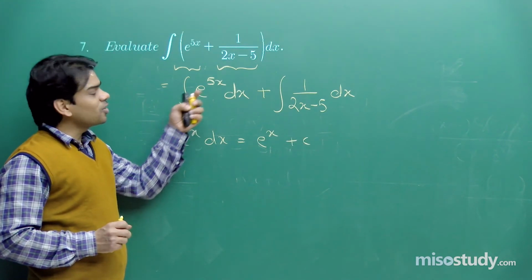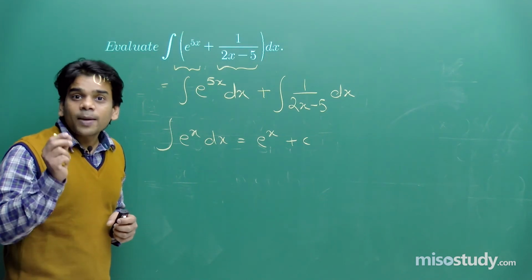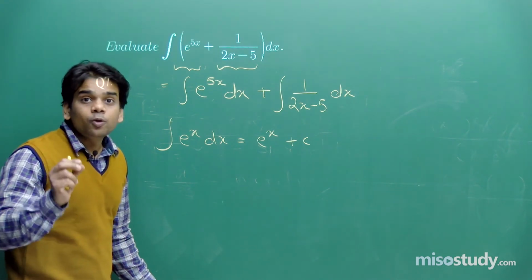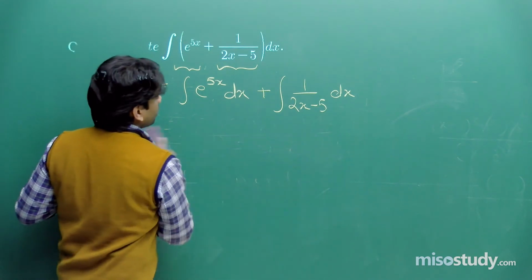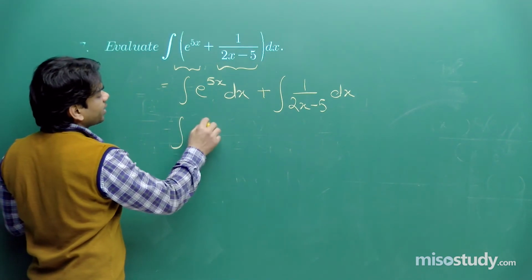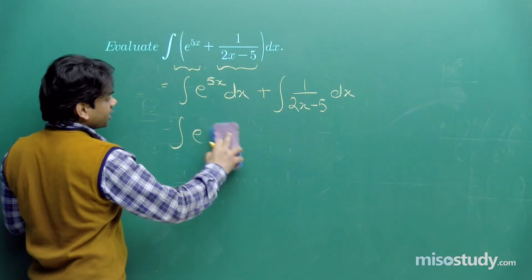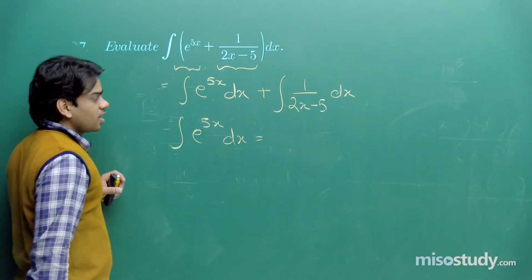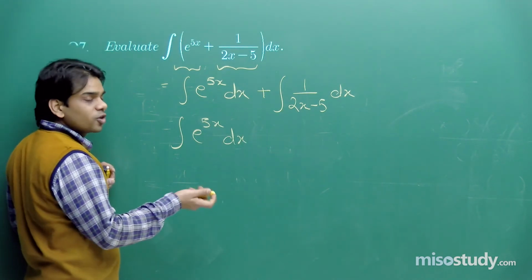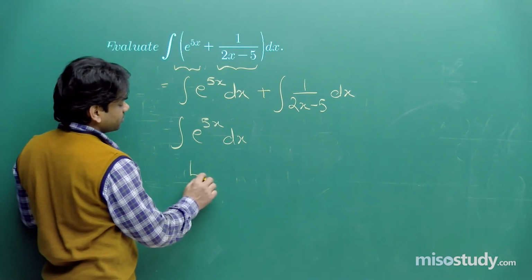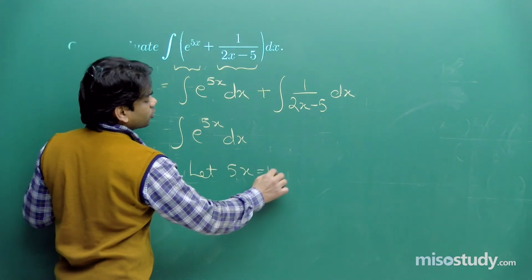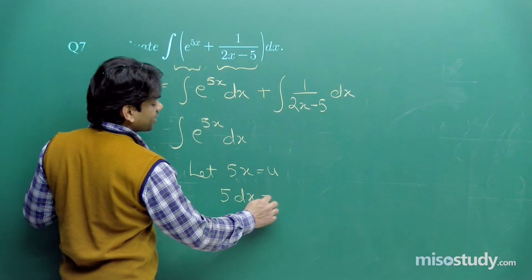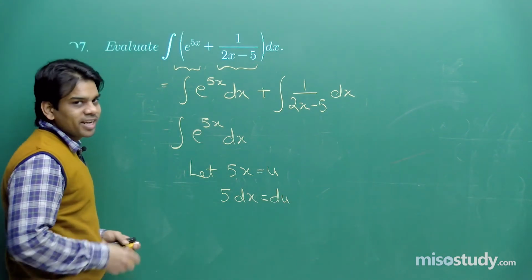Now the only thing is we have multiplied 5 here. First of all, I am going to tell you a very basic method to find the integration of such functions, and then I will tell you how to generalize this formula. Suppose you want to find the integration of e to the power 5x dx. We can take 5x equal to a new function, that is u. Let 5x equal u, and if we take the differential element, we will get 5 dx is equal to du.